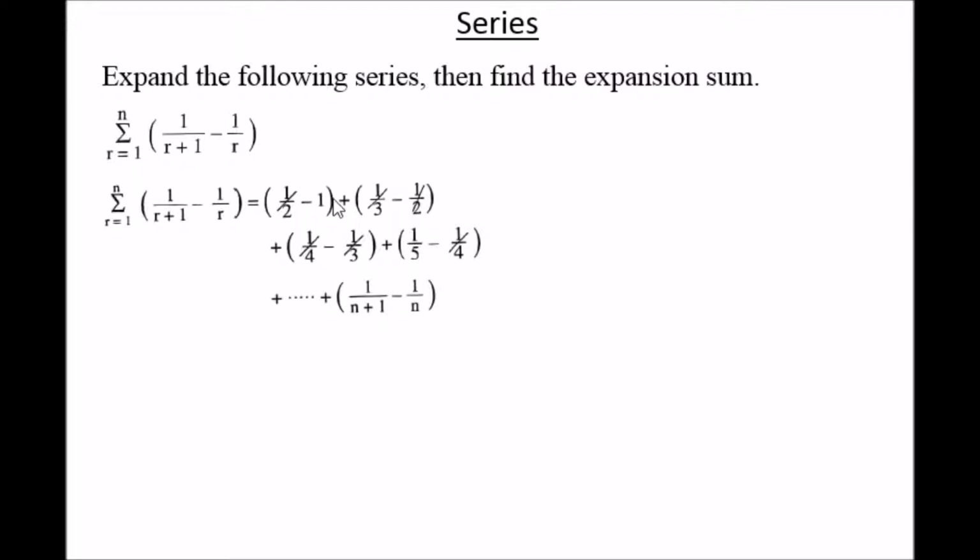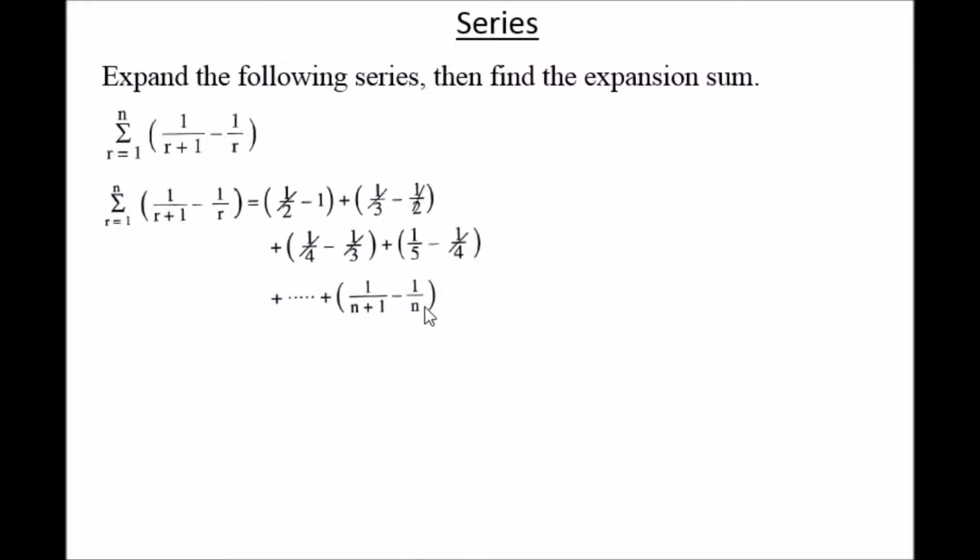How to find the sum of the expansion? Each term of the series has two fractions. Here we have 1 over 2. In the next term, we have negative 1 over 2. They will cancel each other. Here we have 1 over 3 and the next term has negative 1 over 3. They will cancel each other. Here 1 over 4, the next term we have negative 1 over 4 and they will cancel each other. And so on. All the terms of the series will cancel each other except negative 1 of the first term.